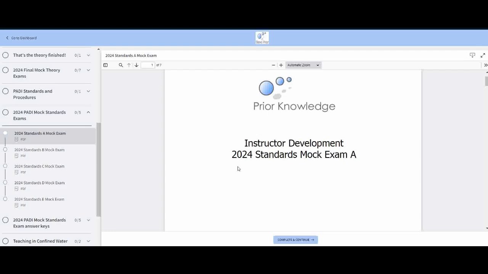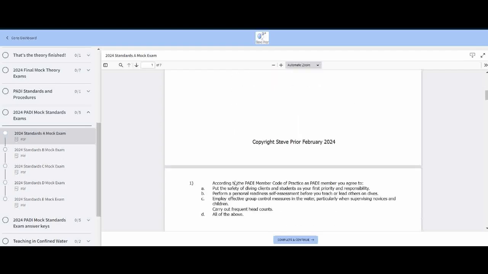Now, of course, these mock exams, again, they're replicas of what an instructor would find on their instructor exam, but don't let that put you off.